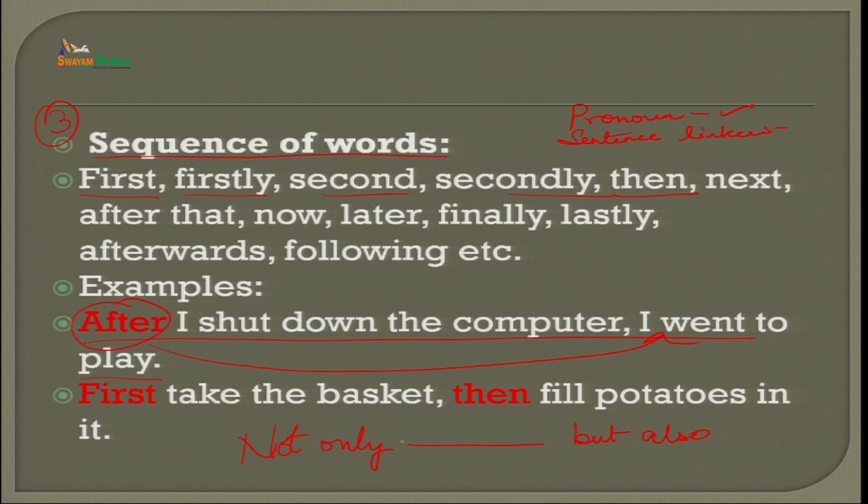I not only purchased mangoes from the market, but also made jam out of it, right. So, in that condition, I not only purchased bananas from the market, but also created or made or cooked jam out of it. So, we know that there has to be some kind of connection between the two. Without that, there would be no grammatical structure. First, take the basket, then fill with potatoes.